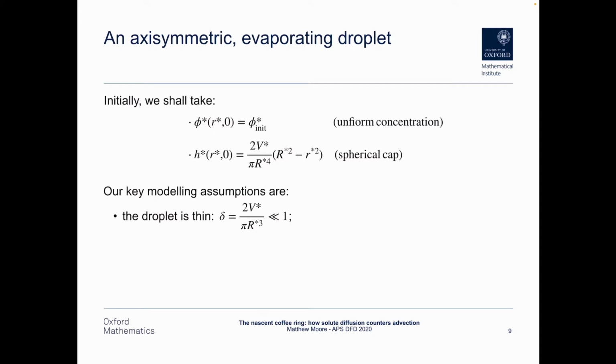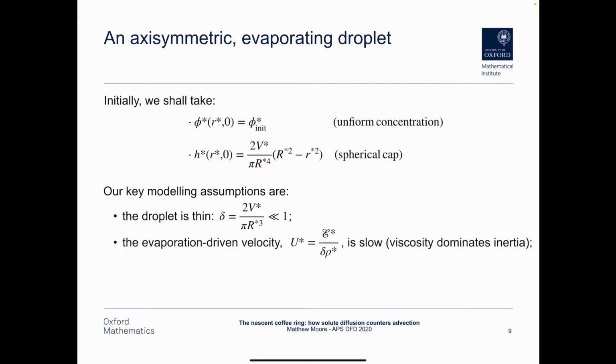So naturally the droplet's going to be quite slender, and especially as it evaporates, that slenderness is only going to become more stark. So we're going to assume thinness of the droplet. We're going to assume that the flow that's induced in the droplet is quite slow, so that viscosity dominates inertia. So we'll visit these assumptions again in a second, but that's a very reasonable assumption to make.